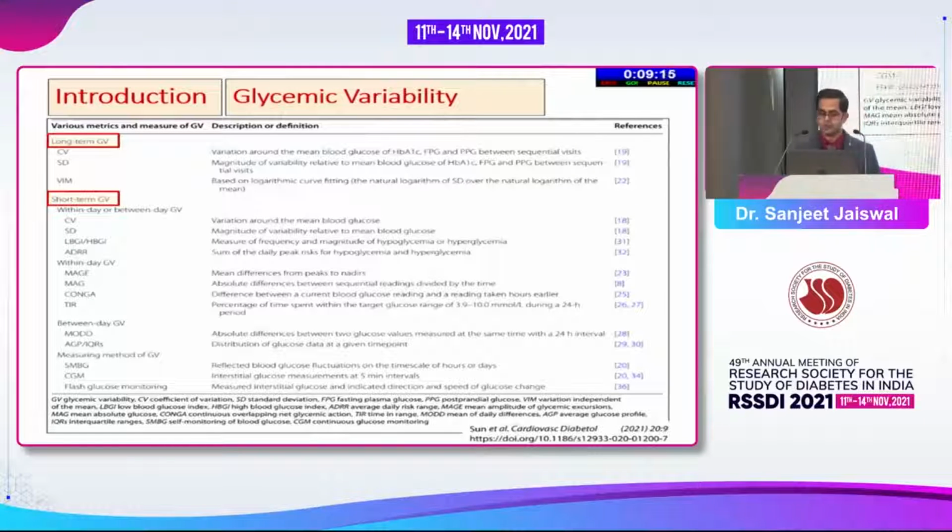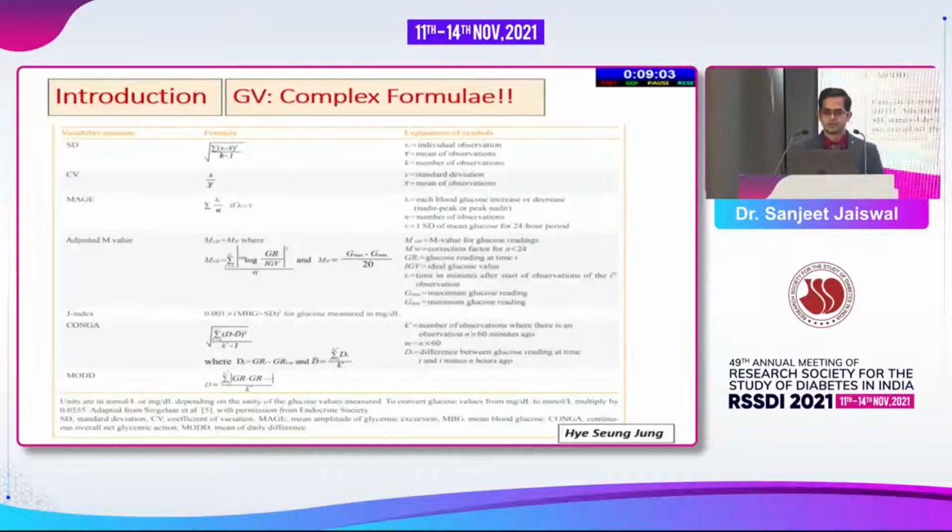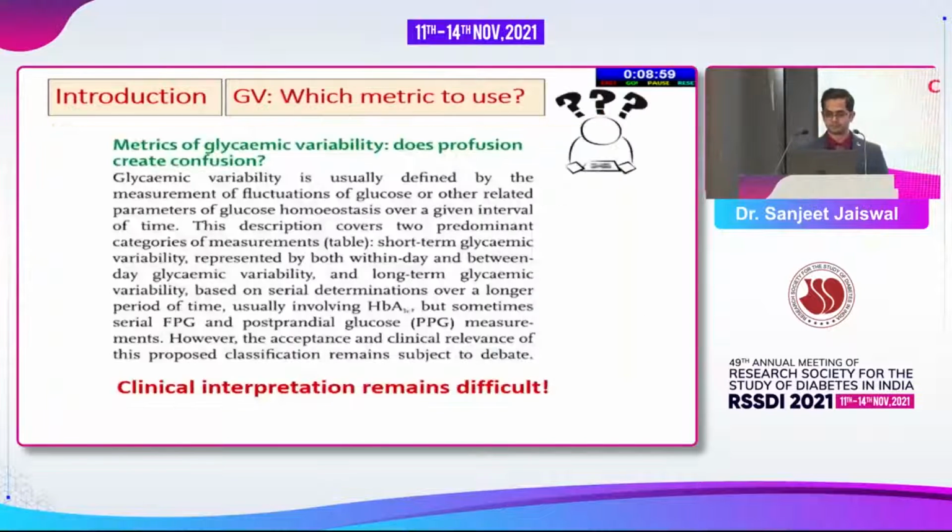What are the measuring methods for glycemic variability? CGM can be very well used. Besides CGM, we can use SMBG also for glycemic variability, and flash glucose monitor can also be used. So these are the complex formulas by which we calculate glycemic variability. However, there are a large number of metrics available.